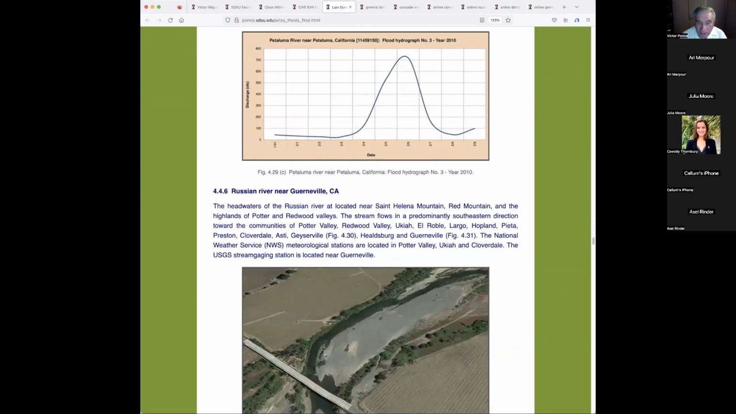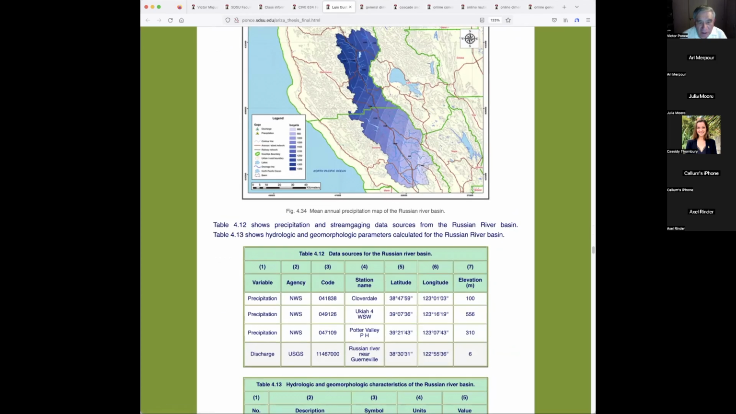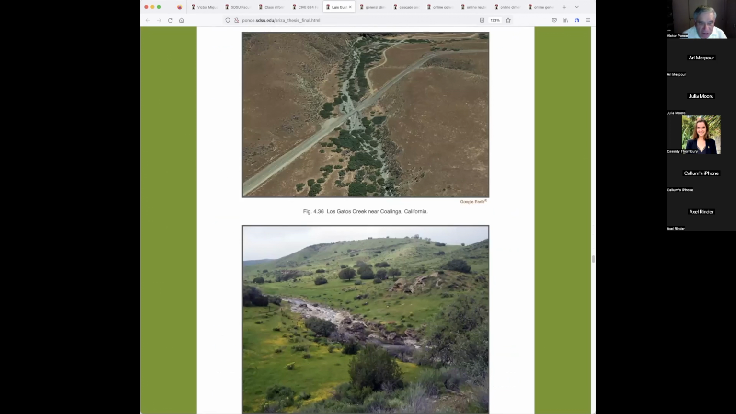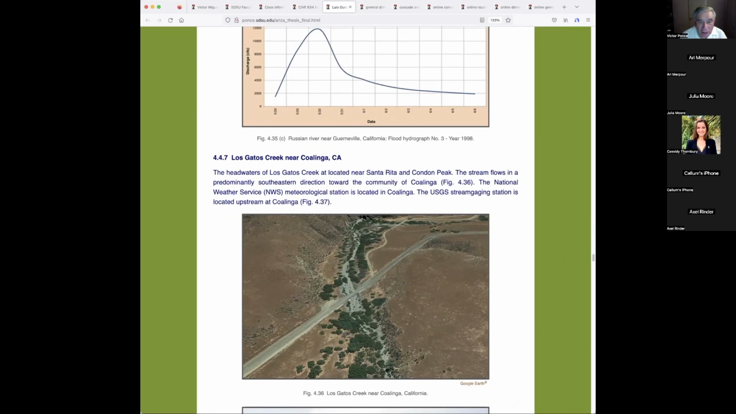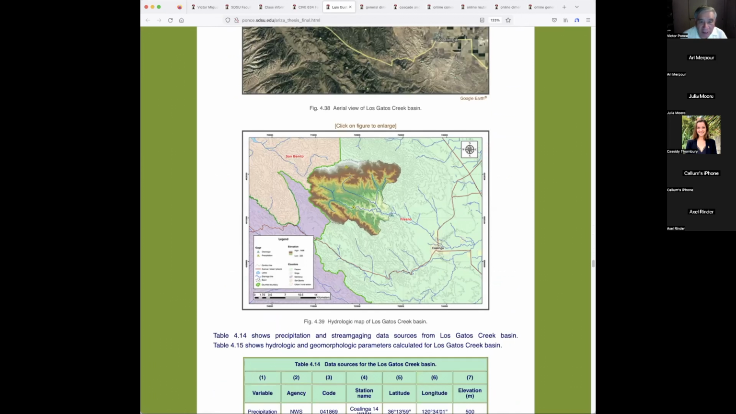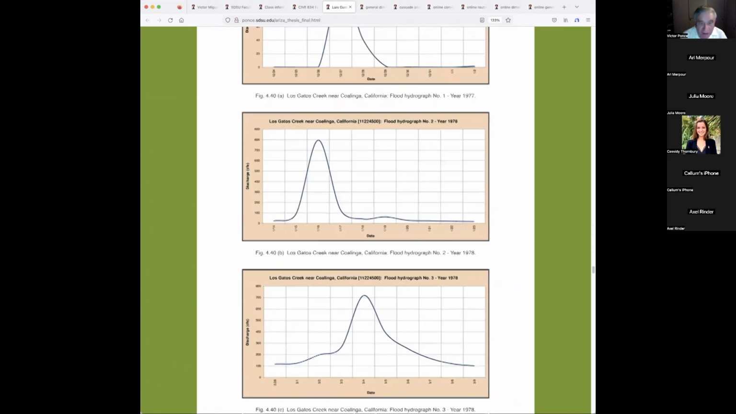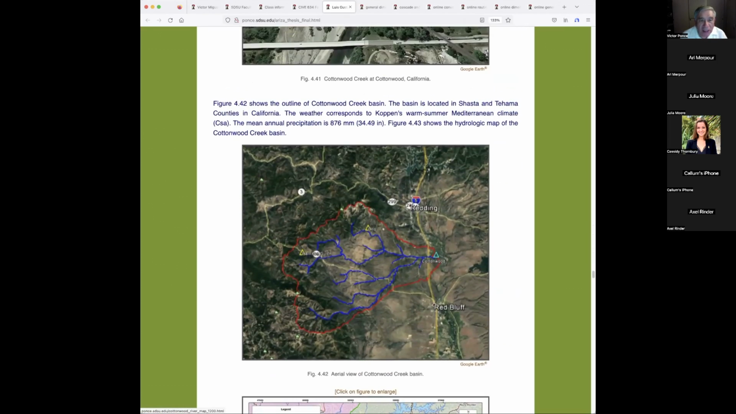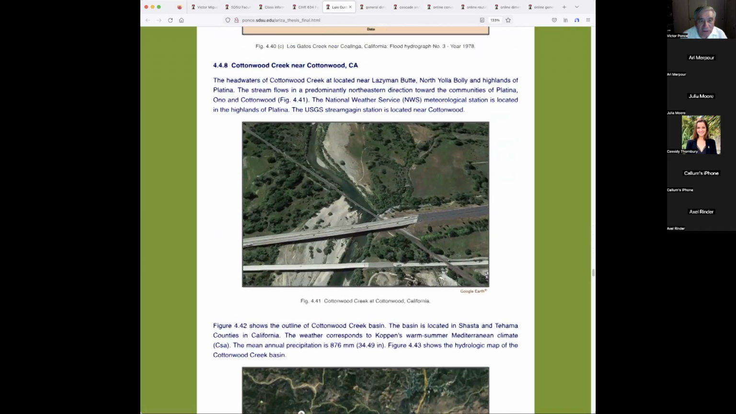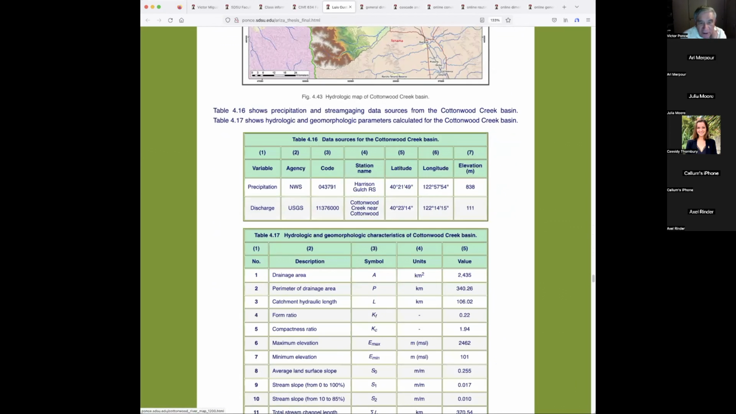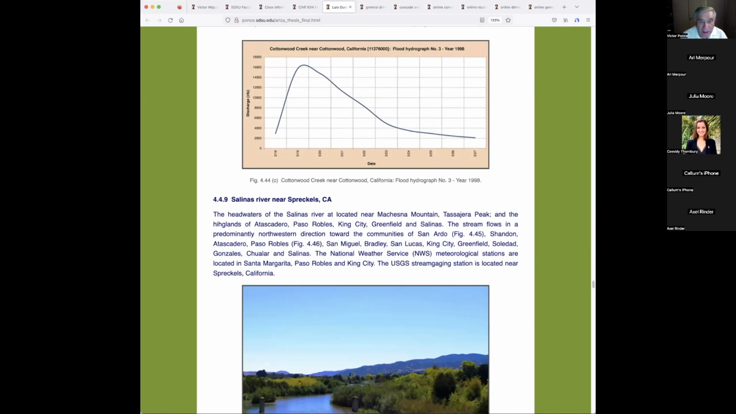Russian River near Guerneville. Russian River is about 100 miles north of San Francisco. Los Gatos Creek near Coalinga. This is in the Central Valley. That's a picture of the Central Valley, by the way, that I believe I took. And so on and so forth. The next one is Cottonwood Creek. That's at the end of the Central Valley, near Cottonwood in California, the northern end of the Central Valley.